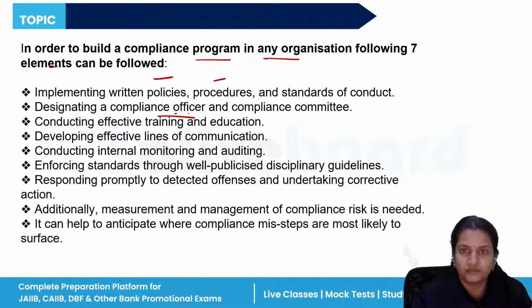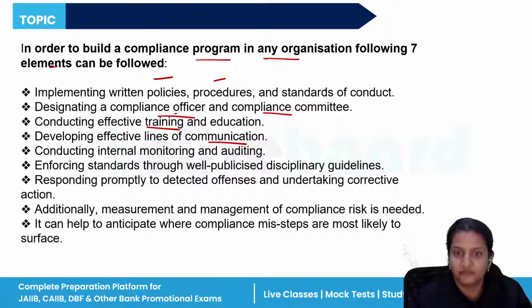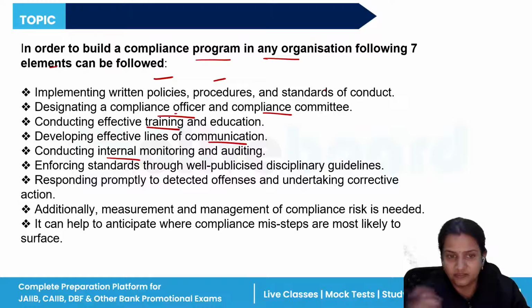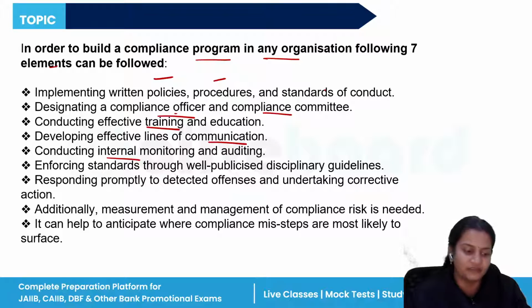So in every office, in every business, there is a proper compliance committee, a compliance officer, and proper training has to be provided. There should be effective lines of communication, that is, who will report to whom. In a normal hierarchy, every employee in an organization has to report to their senior person. So the lines of communication should be properly and clearly defined. Conducting internal monitoring: the proper internal monitoring and auditing process has to be conducted. All guidelines have to be followed. In case of fraudulent activities, or any kind of offense which has been detected, it should be immediately solved.